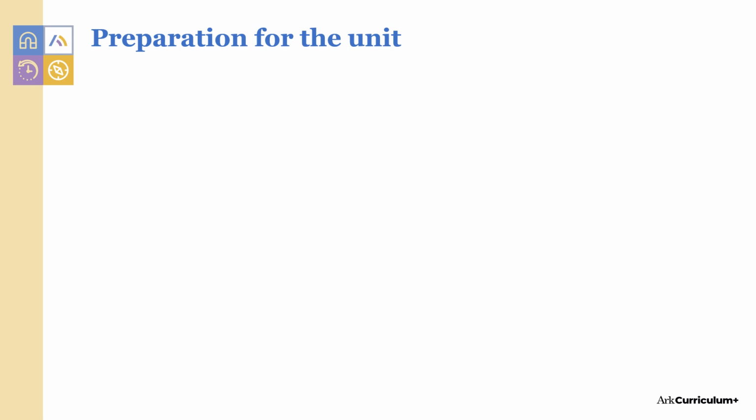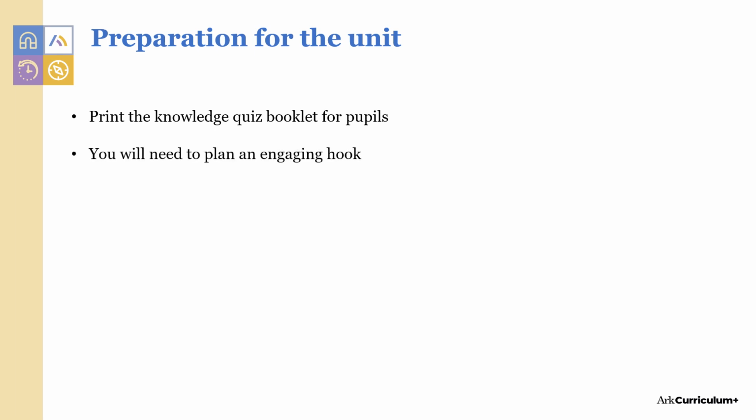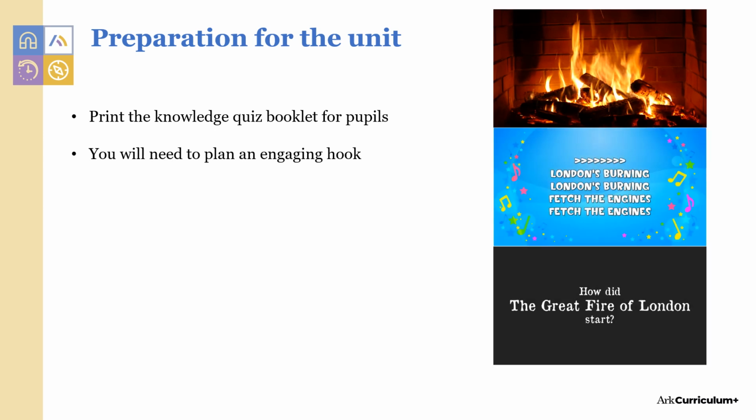For every unit, there are elements that will need to be planned in advance by the class teacher. In Key Stage 1, you will need to print the knowledge quiz booklet for pupils and plan where you will keep them between lessons. This could be in a pile with you or slipped into the front of the workbooks. You'll need to plan an engaging hook. How will you get pupils interested and engaged in the learning to come? This could be creating art or watching interesting videos.